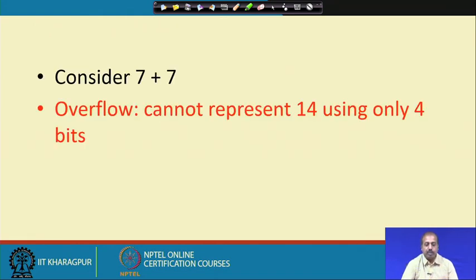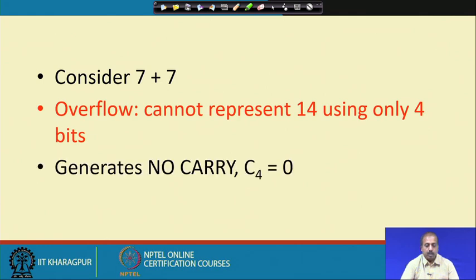So, 7 plus 7 gives me 14. In 4 bits, if I am representing both positive and negative numbers, we know the range is -8 to +7. So, +14 cannot be represented in 4 bits, and that will give us an overflow. It generates no carry, and C4 remains equal to 0.